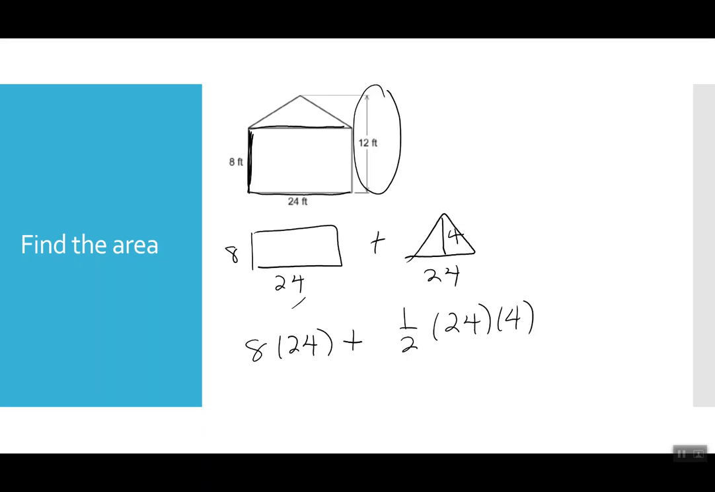8 times 24 gives me 192. 1/2 of 24 times 4 gives me 48. 48 and 192 gives me 240. Let's go back to the shape and notice it was all in feet, so we're going to call this feet squared.